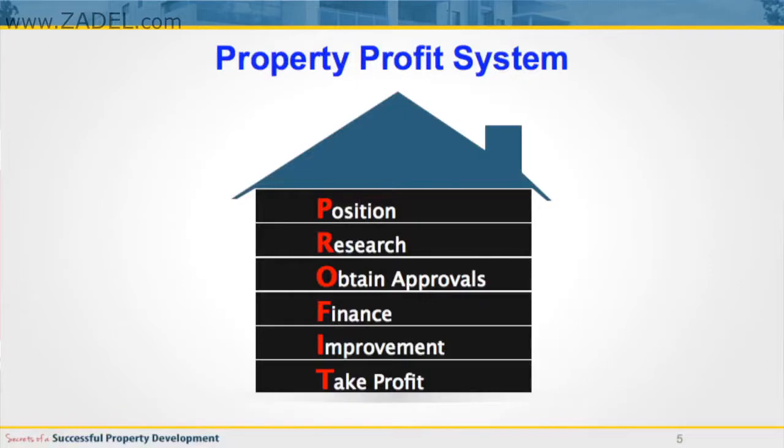In this episode, what have we done? Well, we've done the P's earlier, we've done the R, we've done the O. So we're up to F. This episode is about the F. What's F? Well, it's finance. Very important. Unless you've got a truckload of cash, you're going to have to get some finance. So let's talk a little bit about finance.